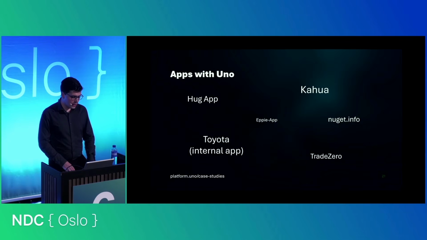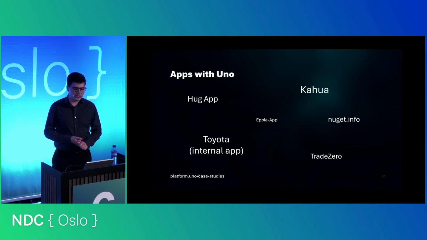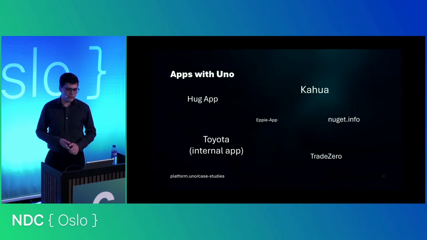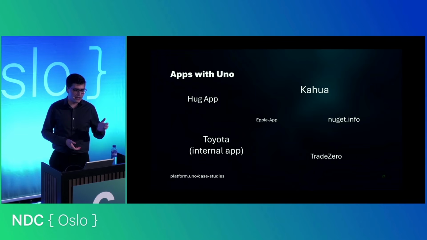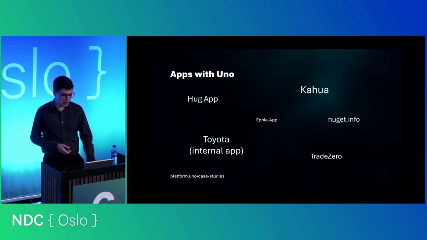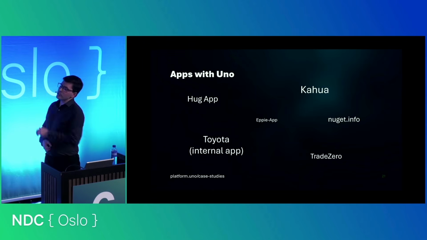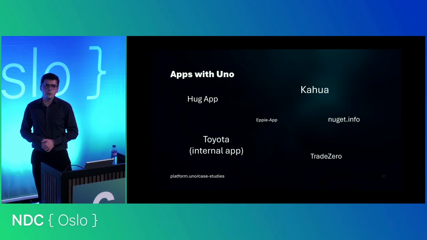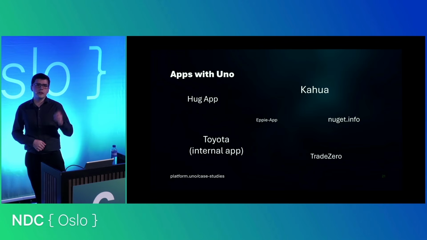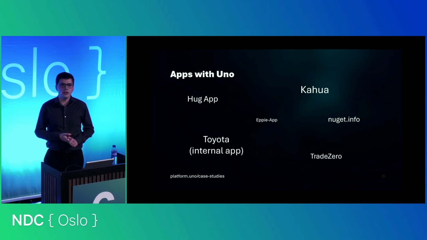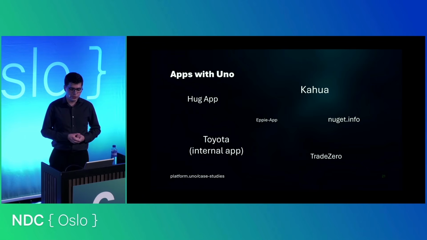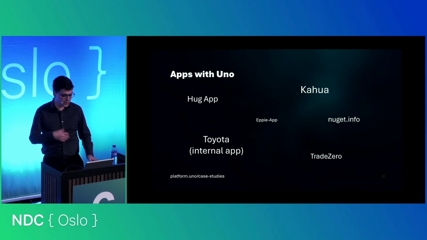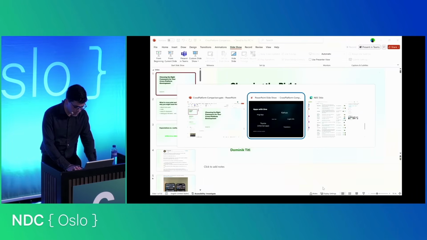So I want to also show you some of the apps which are built with Uno Platform. For example, Kahua, TradeZero, EpiApp, Toyota, or Hagap, which I can show in a little bit. And also, which you can see here, is something called NuGet.info. You probably know NuGet.org. If you are a .NET developer, it's a place where you find the packages and libraries for you to use. And NuGet.info is something similar. It's built directly by Microsoft on top of Uno. And I can show you here, actually.